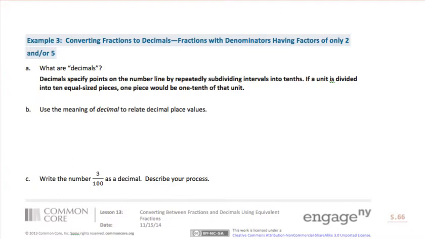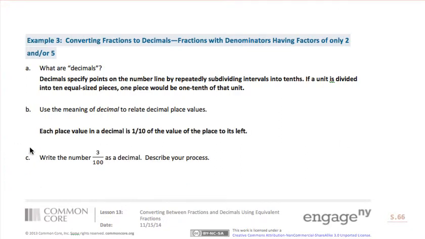If we then use the meaning of decimal to relate our decimal place values, we would say that each place value in a decimal is 1/10 of the value of the place to its left. This means that the denominators of the fractions that represent each place value must be powers of 10. And then to write 3/100ths as a decimal, what we want to do is put the numerator in a decimal position, but whatever number you have in the numerator needs to end at the place value position that is in the denominator.